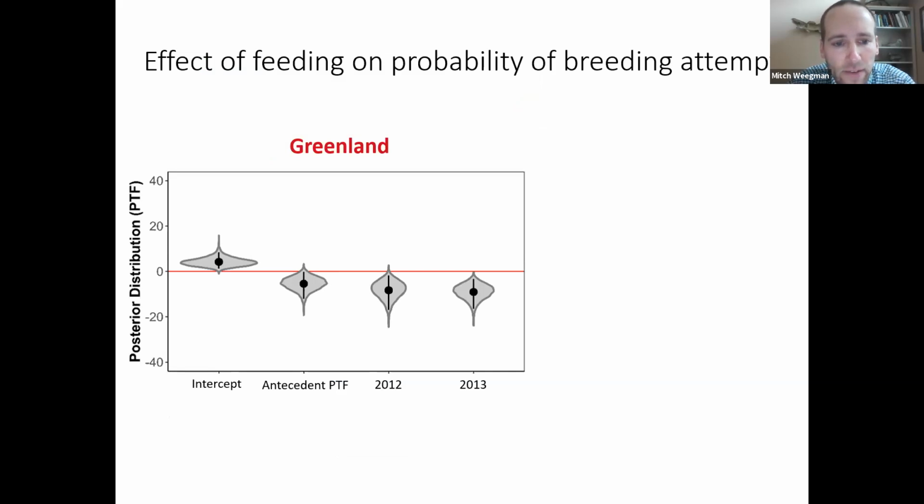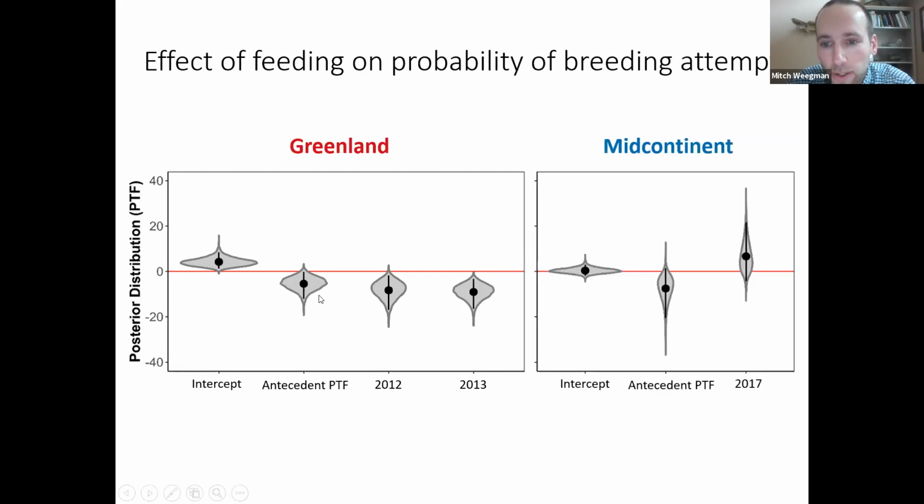So each of these different effects is represented by a violin. And the violin, where I'm showing here with my cursor, is an entire posterior distribution illustrated. The points are the posterior means, and then a 95% credible interval is the bar. And so there are some year effects for 2012 and 2013 relative to 2018, but really we're interested in this proportion of time feeding effect, which is negative for the Greenland birds.